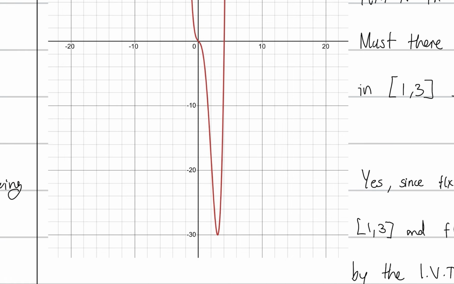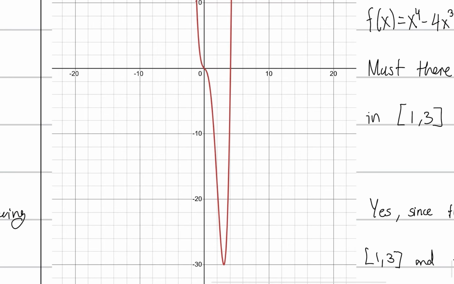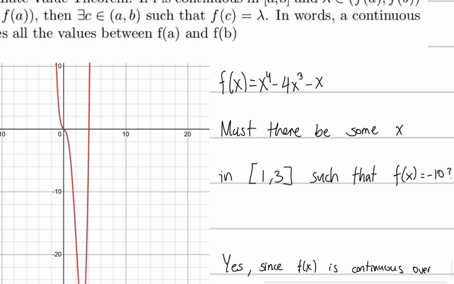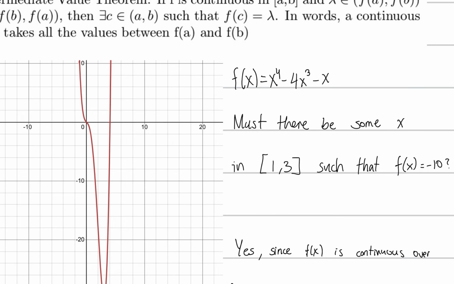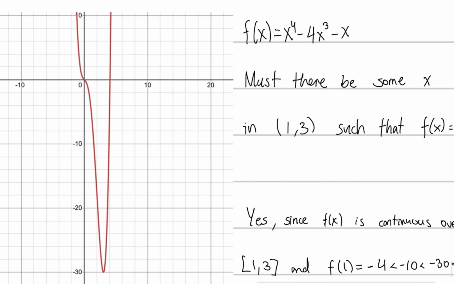That's the first thing we have to establish. It's continuous, but it's a polynomial function, right? We know that. The key thing here to establish is that we're saying that between any two outputs of a continuous function, the function has to go through every output value between. So here's an application. Must there be some x in, actually, we could just say parentheses 1 comma 3, such that f of x is negative 10.